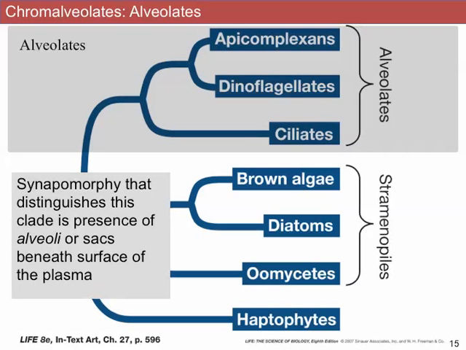So for example, alveolates have this interesting synapomorphy that distinguishes the clade, which is the presence of these little air sacs, basically, these little alveoli beneath the surface of the plasma membrane. And there are many of these. We're not going to go into a lot of them. I'm just giving you this as an example. That's where the name alveolates comes from, the presence of these alveoli.